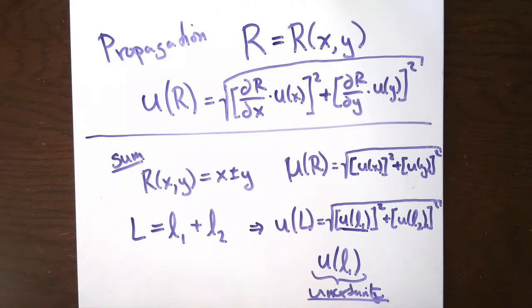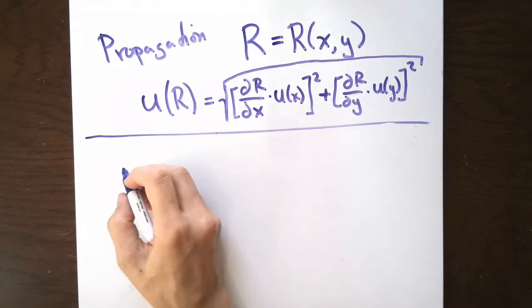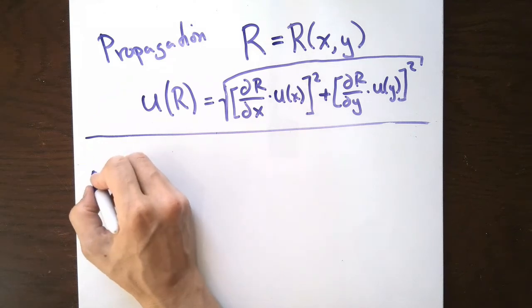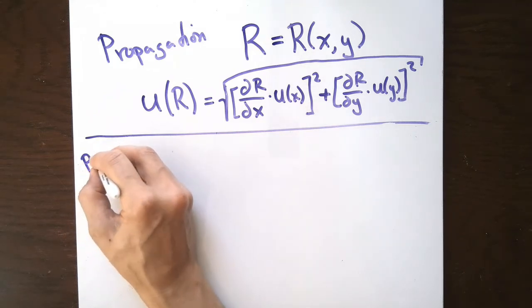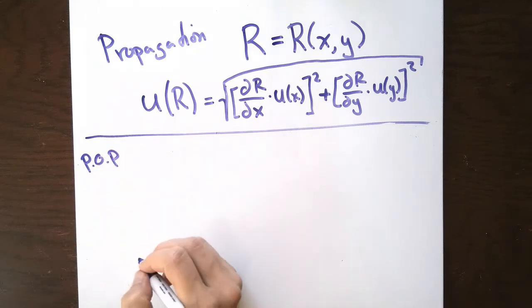So don't get confused when you're plugging that in. This whole thing inside the square, that's just a single number. All right, and the final formula that we've got worked out is for when you're multiplying or dividing things, and we call that product of powers, or POP.